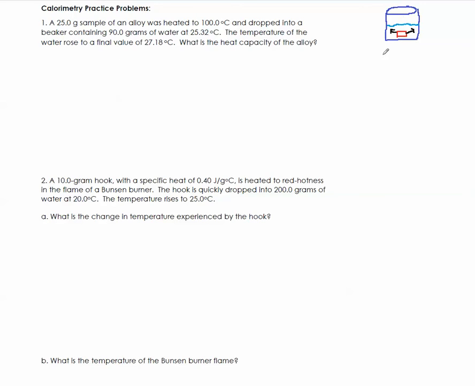And so what's happening is that the metal is going to be losing heat while the water is absorbing heat. And so the way that we would represent this, we would say the Q of the water, so the heat that the water gains, equals the heat that the metal lost. Now we show a negative Q because that negative represents losing of heat.